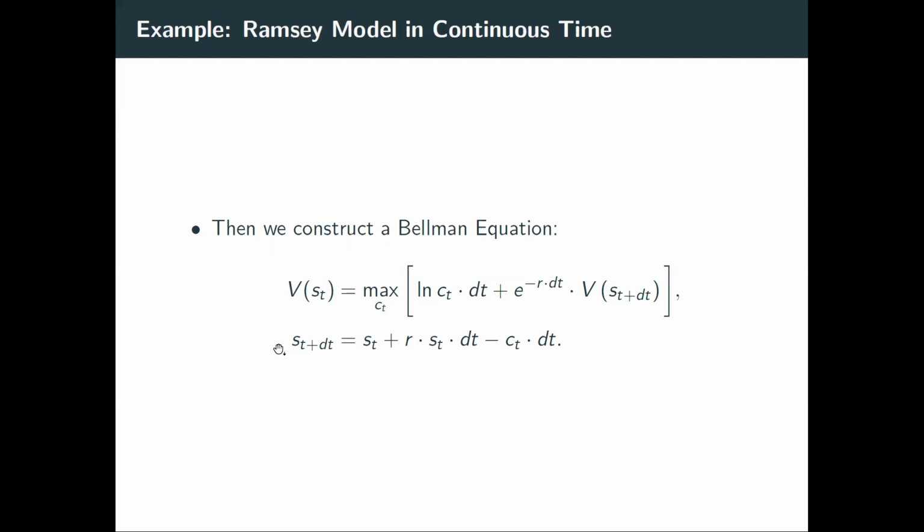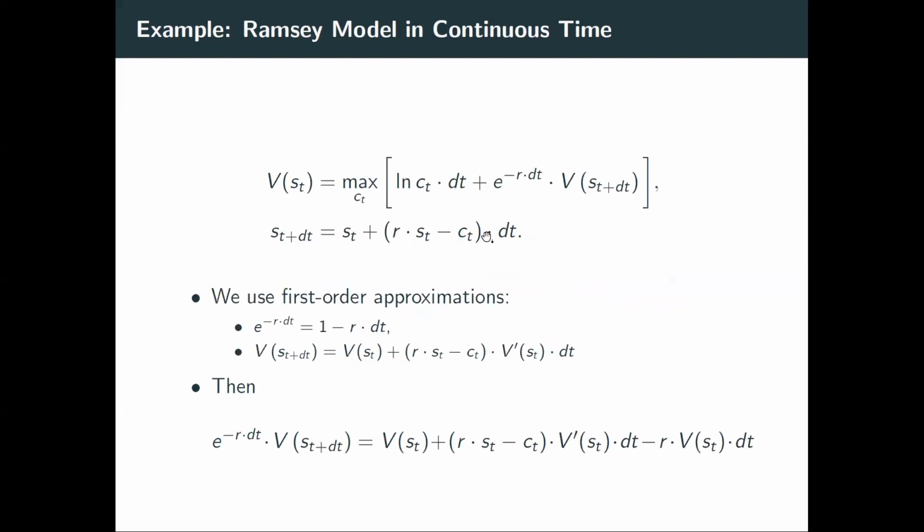And actually, the algorithm is absolutely the same. So you just substitute this evolution of the state variable, the state at the next instant, into this argument of the value function, and then you do what I promised, the Taylor approximations. So let us do this.